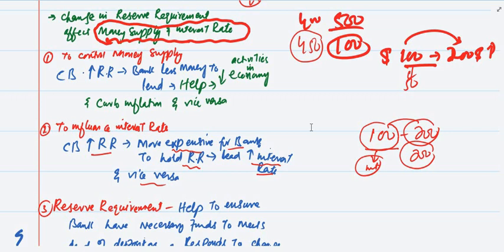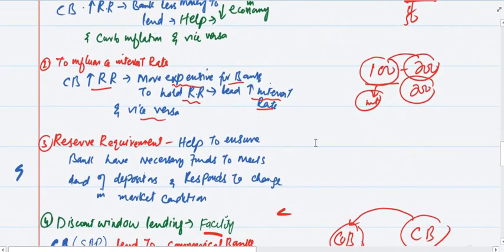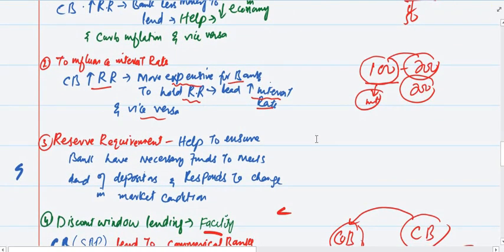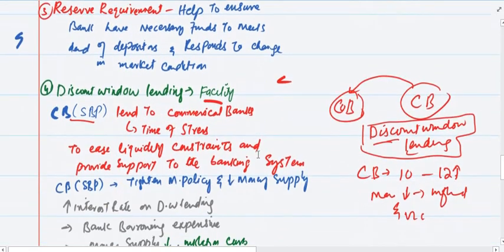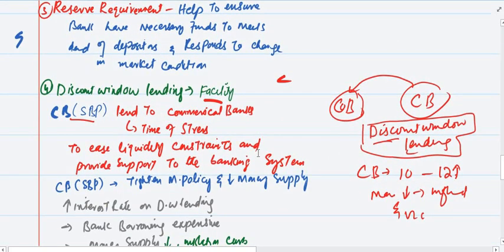So when they decrease the reserve requirement, definitely the interest rate will also be reduced, and more money will be available in the market, in the economy, and spending will also increase. Now the third thing is that reserve requirement is also helpful to ensure that the banks have the necessary funds to meet the demand of the depositors and respond to changes in market conditions.